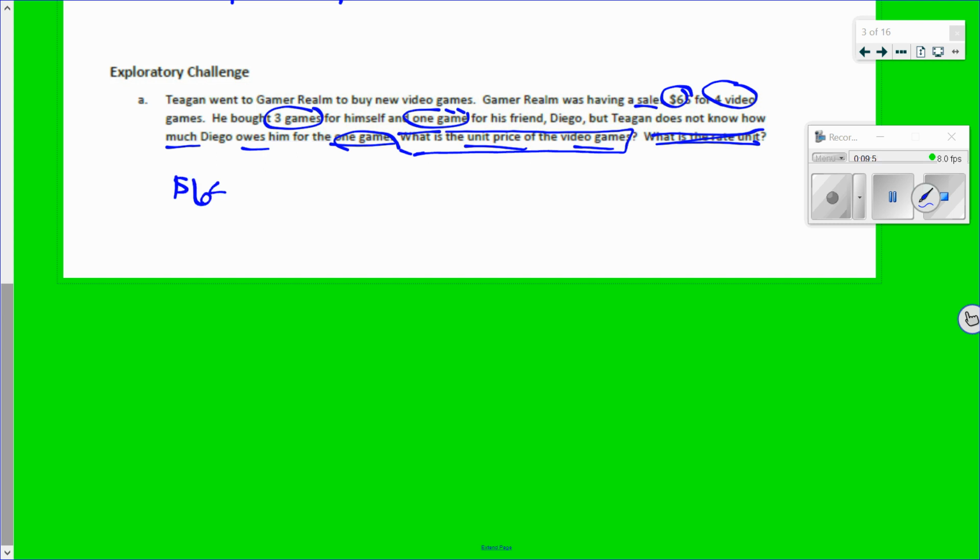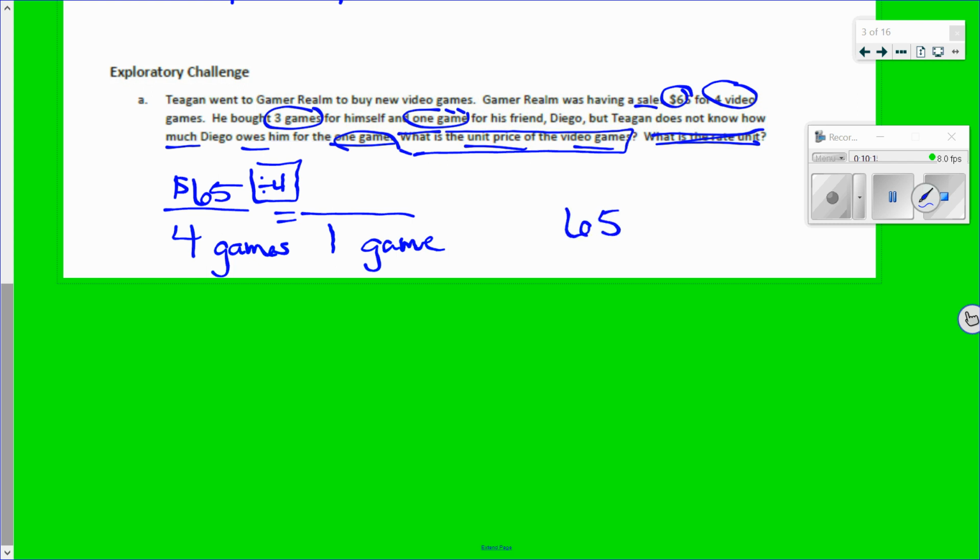Make sure you include our units for 4 games. And I want to know the unit rate, meaning it's going to go down to 1. Now I need to figure out the top piece of this. So my magic box, how do I go from 4 to 1? Divide by 4. Divide by 4. Pretty simple, right?